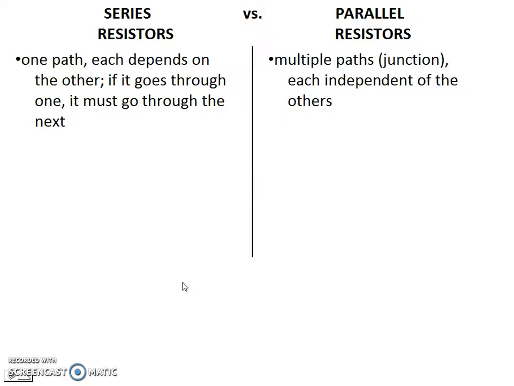But for parallel, of course, there's multiple paths. We'll see a junction on the circuit diagram. They're also each independent of the others. If you take one resistor out, the other one still functions. You saw this with the light bulb circuits when you did it in the simulation.